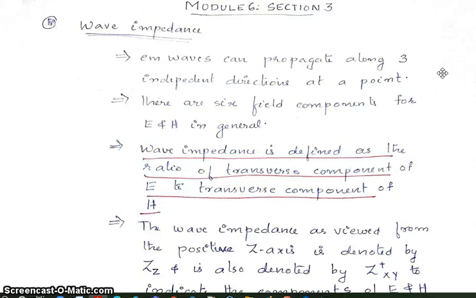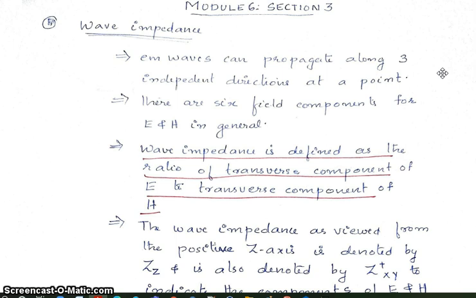Good morning. We will start with wave impedance. An electromagnetic wave can propagate along three independent directions at a point. That means it can propagate either along the x, y or z. Hence there will be 6 field components for the electric field and magnetic field in general.